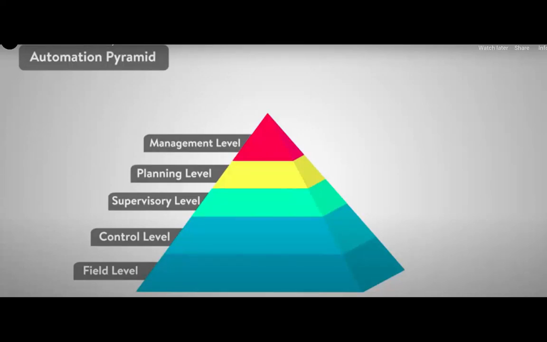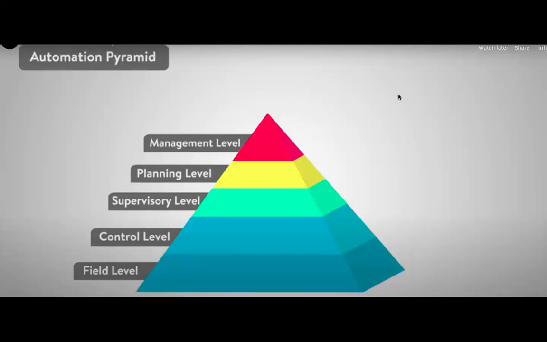So, what is industrial automation? We have seen all the introduction about industrial automation. We have seen what is automation. We have seen the benefits and need of industrial automation. And the next part that we are going to cover today is automation hierarchy. So in this lecture, we are going to see what actually is automation hierarchy.